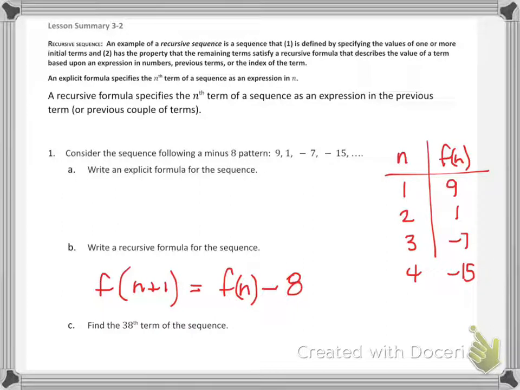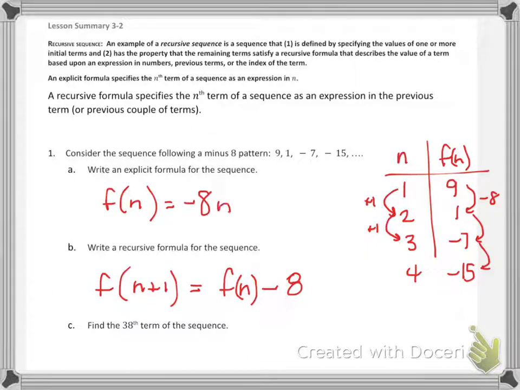And I see that there's a change of negative 8 here. So I know that my coefficient's a negative 8 because it's negative 8 every time. Negative 8, negative 8, negative 8. And my independent variable changes by 1 every time. So I know it's going to be f of n is equal to negative 8 times n. And then I just check it.